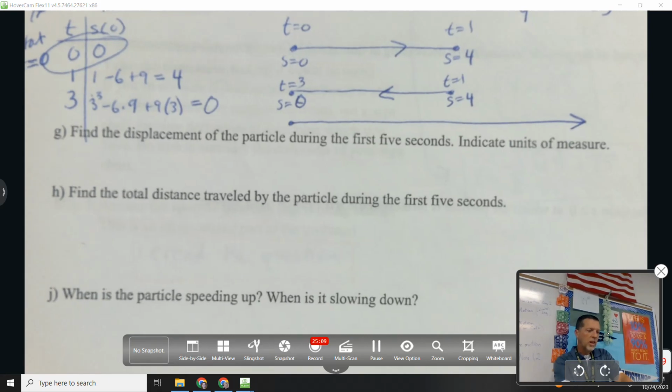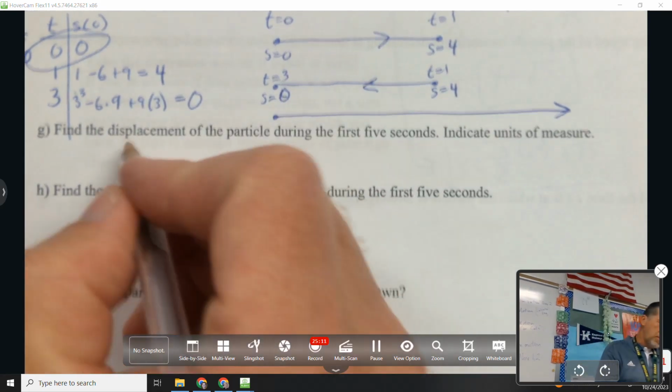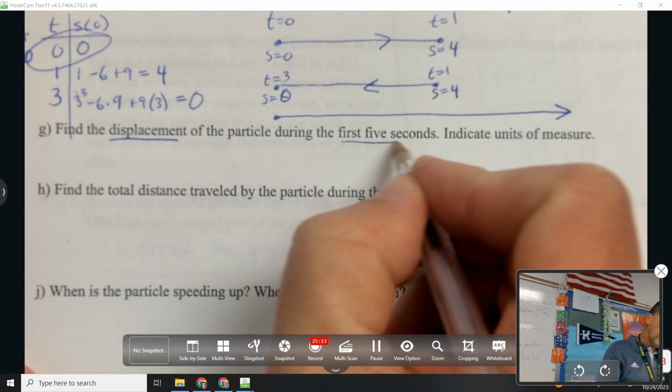Part G. Find the displacement of the particle during the first 5 seconds.